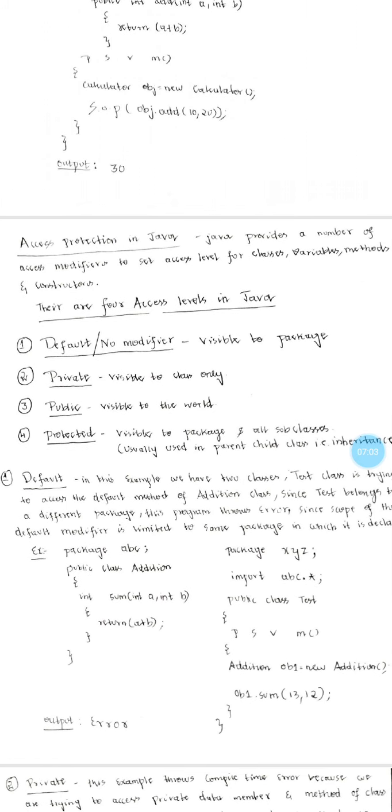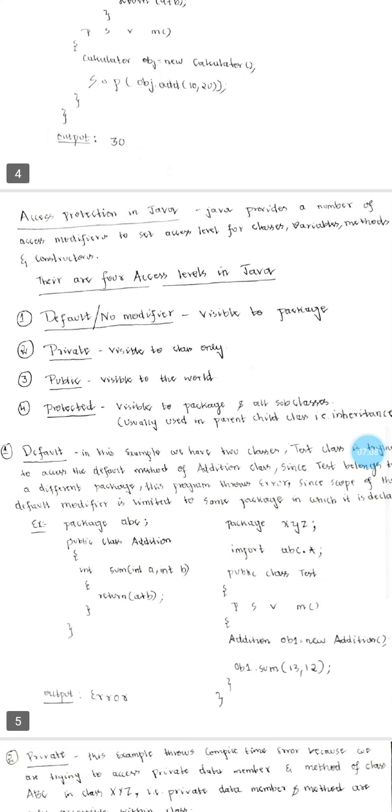Now we'll move on to our next topic, that is access protection in Java. Okay, this is also one of the important topics in Java. We'll see what is access protection. Java provides a number of access modifiers to set access level for classes, variables, methods and constructors. That means Java has a feature of controlling accessibility by using some keywords. Okay, we'll see what are those keywords.